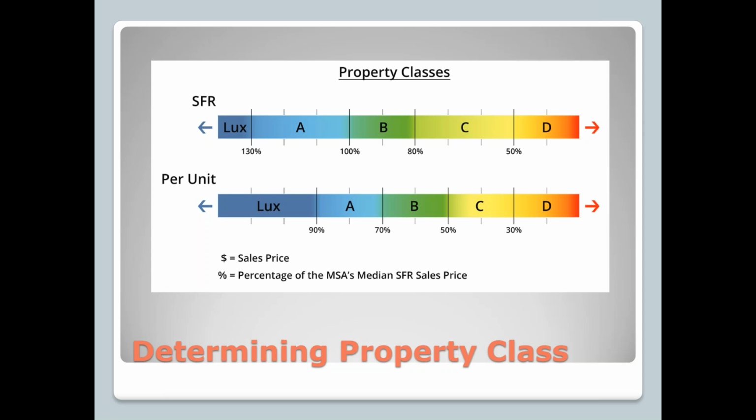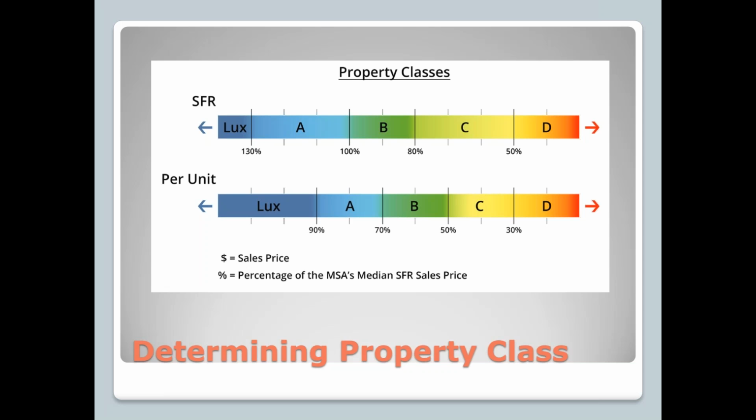And if we're looking at a property that's worth less than half of the median home in that market, then it would be considered a D-class property. If the property is worth half up to 80%, it's a C-class. I'm looking at single-family residences at the top. 80% of the median up to the median, B-class. The median up to 1.3 times the median, A-class, and then anything more than 1.3 times the median is luxury class.